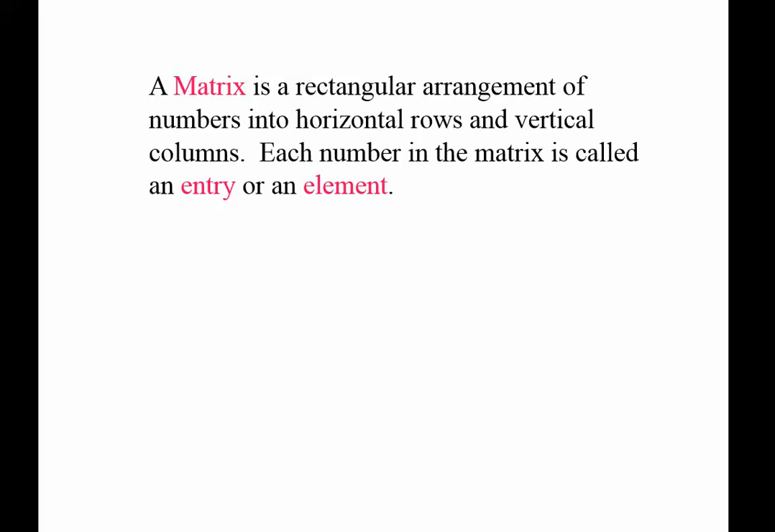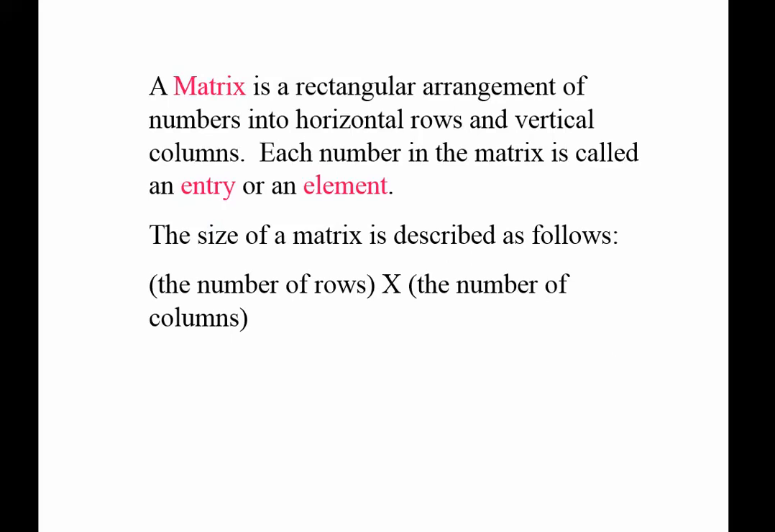A matrix is a rectangular arrangement of numbers into horizontal rows and vertical columns. And I'll stop there. You guys should know the difference between rows and columns. Columns imply that it's a vertical structure. Rows implies that it's a horizontal structure. And you do need to know the difference between rows and columns when it comes to naming your matrices. Each number in a matrix is called an entry or an element, and that's just vocabulary that we will be using. The size of a matrix will always be described as follows, and it must come in this order. We'll always go with the number of rows first by the number of columns.